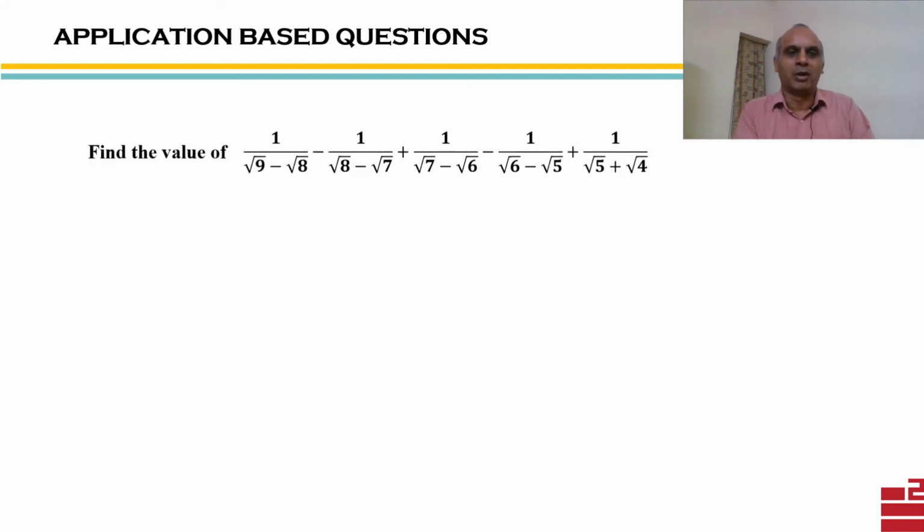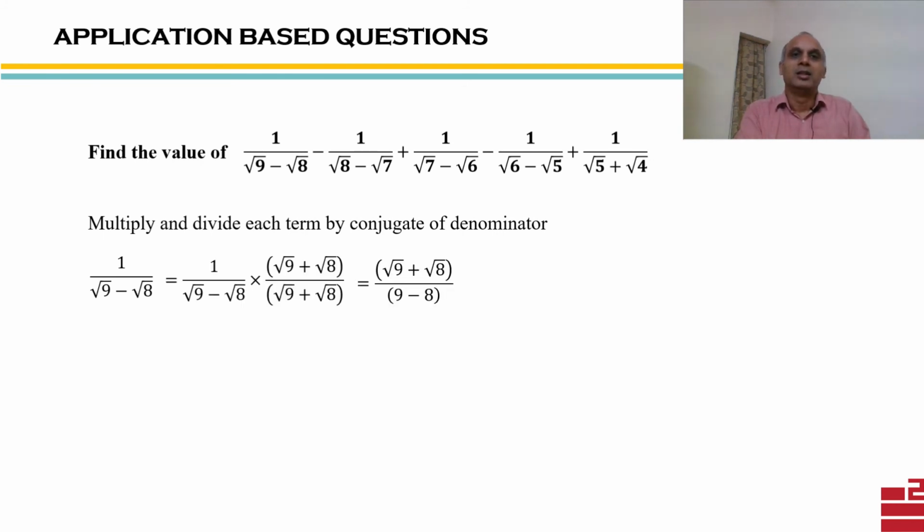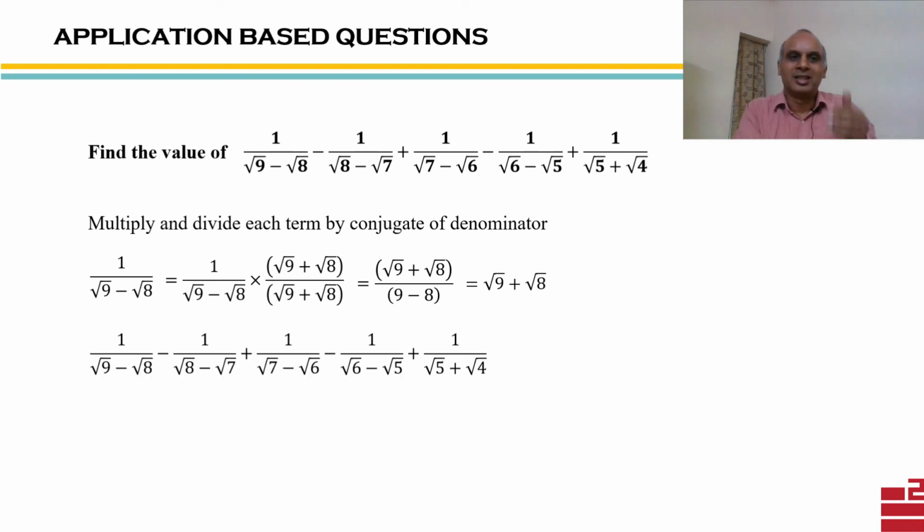Let's take one more problem. So the first fraction is 1 by root 9 minus root 8. Multiply and divide by the conjugate of the denominator gives me this, which is root 9 plus root 8 divided by 9 minus 8, and 9 minus 8 is 1. So we'll end up with this answer. The denominator practically vanishes. Similarly, doing this for the other terms, what do we finally get?